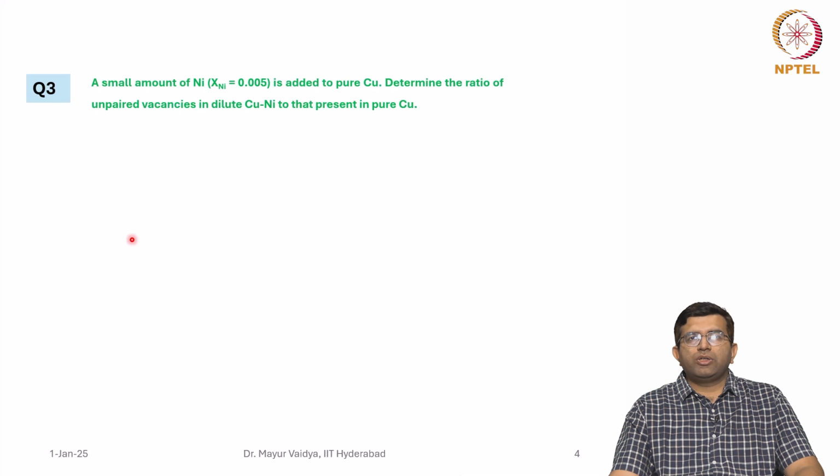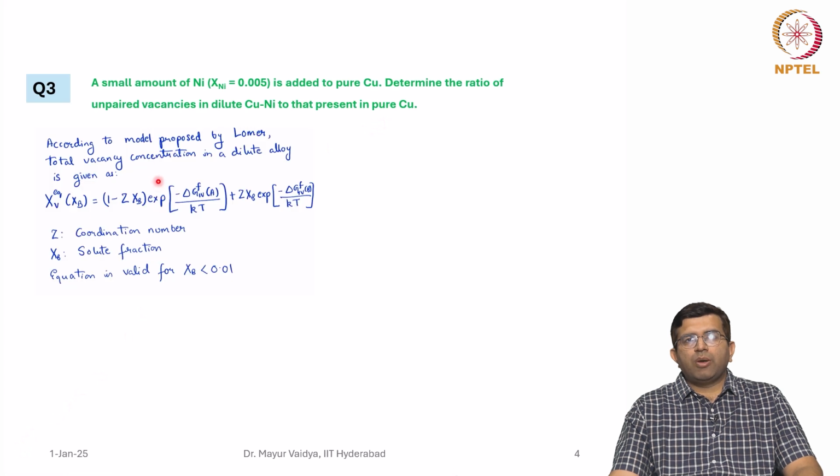The third question is, a small amount of nickel, 0.005 mole fraction, is added to pure copper. Determine the ratio of unpaired vacancies in dilute copper-nickel to that present in pure copper. Now, you remember that this was the equation we saw where we were talking about the vacancy concentration in dilute alloys. So, this is a small amount of nickel.